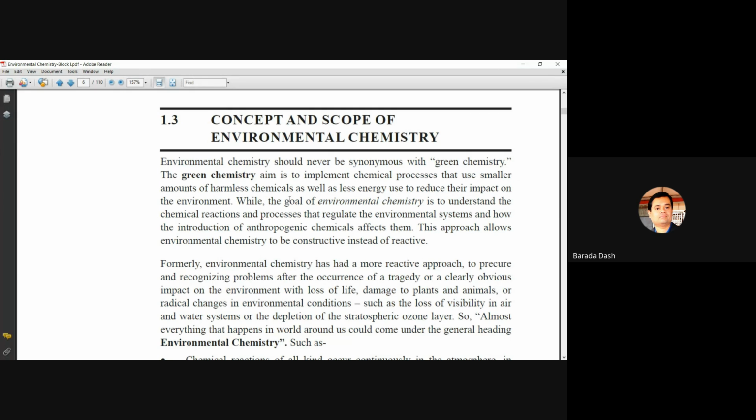Green chemistry aims to implement chemical processes that use smaller amounts of harmless chemicals. So basically, in green chemistry we design pathways in chemistry to reduce environmental pollution. What environmental chemistry does is to understand the chemical reactions and processes that regulate the environmental systems and how the introduction of anthropogenic chemicals affects them. So there is a fundamental difference between green chemistry and environmental chemistry.